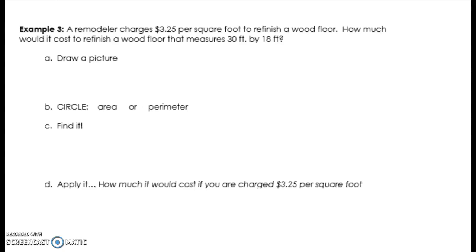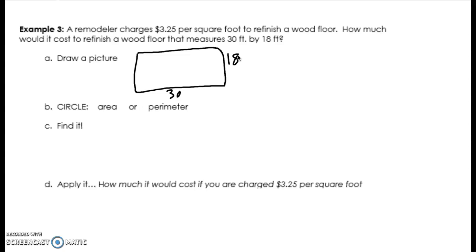Again, important in your real life, so you're not buying more or less than what you actually need. Okay, let's take a look at another example. A remodeler charges $3.25 per square foot to refinish a wooden floor. How much would it cost to refinish a wooden floor that measures 30 feet by 18 feet? So again, to put myself in those shoes and visualize it, I'm going to go ahead and draw a picture. I have a wooden floor that is 30 by 18 feet.